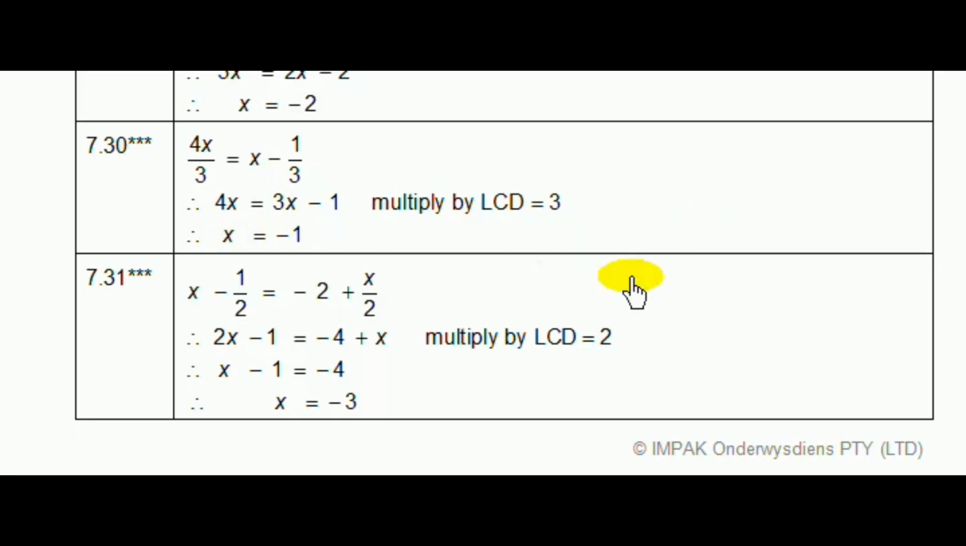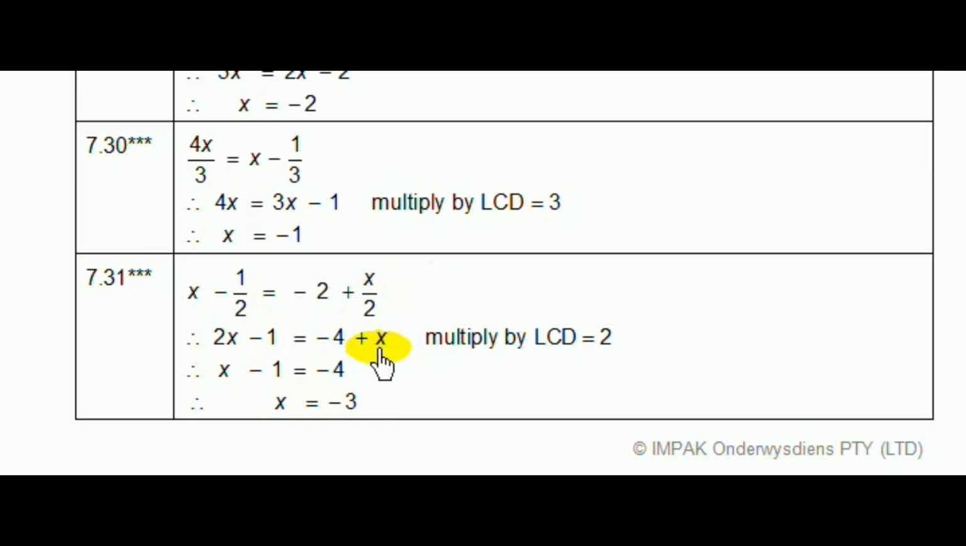731 now. Also 1, 2, 3, 4 terms. The LCD is a 2, so just multiply with 2 throughout the whole equation, the left hand side and the right hand side, each one multiplied by 2. X times 2 is 2x, so half times 2 is 1, minus 2 times 2 is minus 4, and x over 2 times 2 over 1, the 2's cancel out and the x stays.